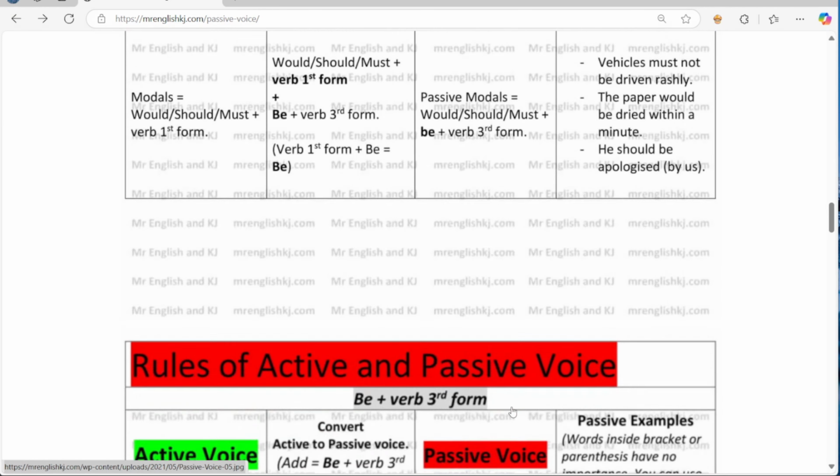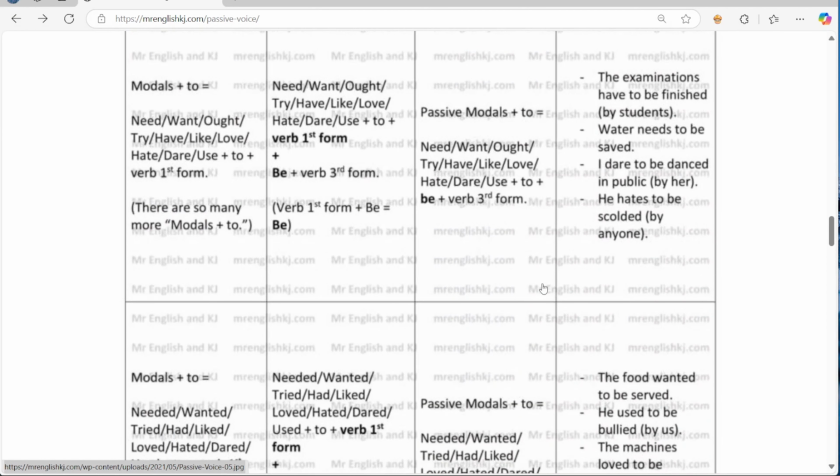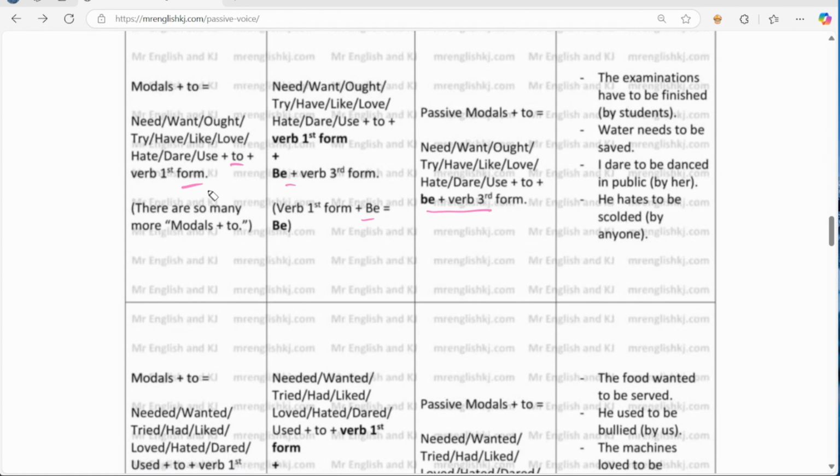Now, there are some other modals that we use with to plus verb first form. Same thing we do, we add be verb third form at the end of to plus verb first form. It was verb first form, so be will still be the same. If we add be plus verb first form, it will become be again, right? The examinations have to be finished. Have to is similar to must, but a little different. Minor difference. So examinations is the receiver. The examinations have to be finished. This part is the passive, remember, not the have part. This part is the passive.